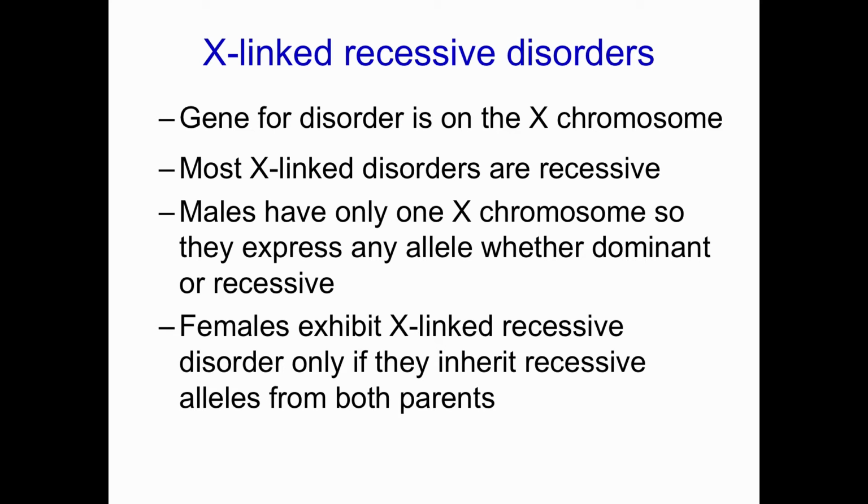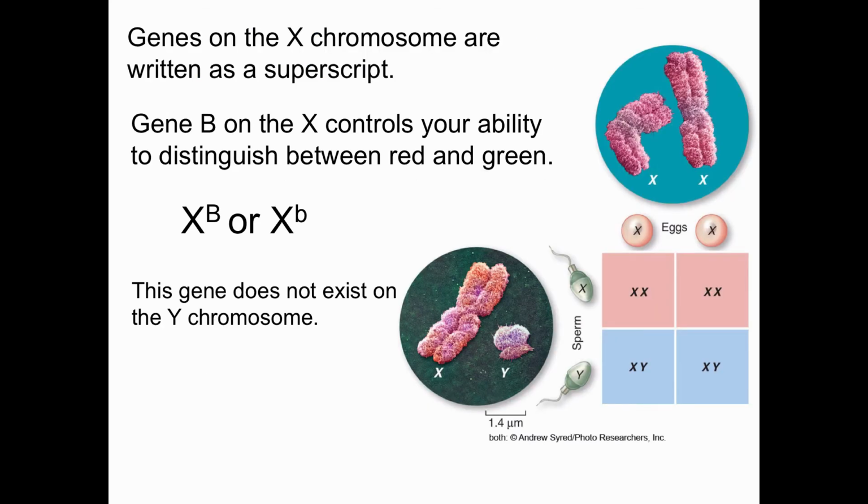They don't have another X, so they don't have an opportunity to hide that allele behind a dominant allele. So because men only have 1 X chromosome, they're going to express any X allele, whether it's dominant or recessive. And if they inherit a recessive one and it's responsible for a recessive disorder, then they're going to exhibit that disorder. But for a female to exhibit that same disorder, she's going to have to inherit 2 recessive alleles. So both of her parents would have had to have had the recessive allele in order for her to show it. So X-linked disorders are not as often evident in females as they are in males.